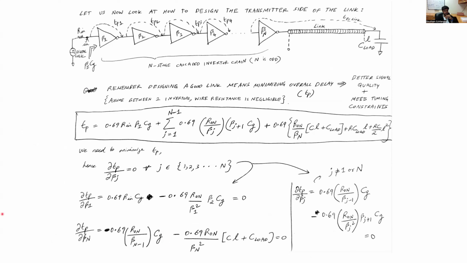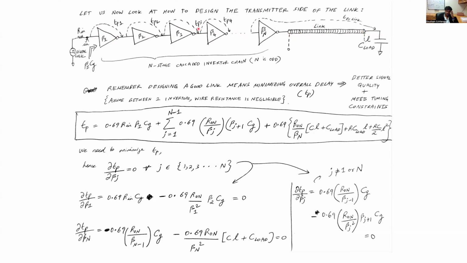So on the transmitter side, there's going to be some input digital logic, which is going to go through some Rin, and Rin is just the Thevenin equivalent resistance of the input digital logic. And this Rin is going to drive a bunch of cascaded inverters, beta 1, beta 2, beta 3, all the way up to beta n. And the beta n inverter is going to be connected to the link. And the link has a length of L, which is finally going to drive the load capacitance C load.